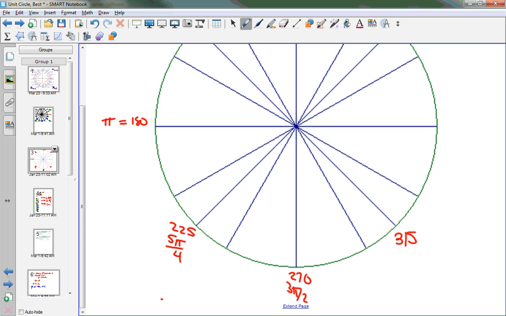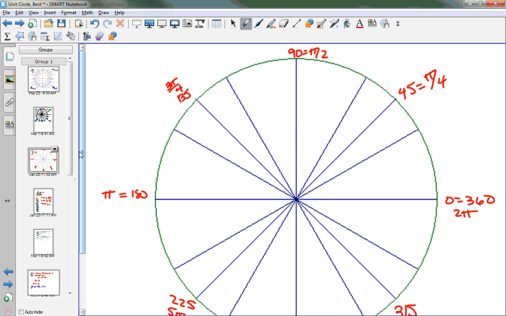315, which is going to be 7 pi over 4. Add another 45 degrees, it's going to give me 0, which is 360, which is going to be 2 pi. Okay, now I went through this with you again because I want you to understand how to get those. Now, what I want you to understand about sine and cosine.